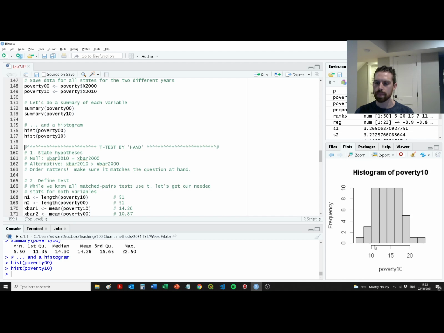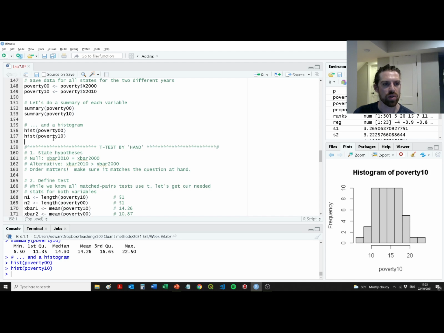By the time we get to this 2010 distribution, we're ending up with the distribution having moved sideways, also shifted upwards, and there being many more states in the middle of this distribution as well. Okay.